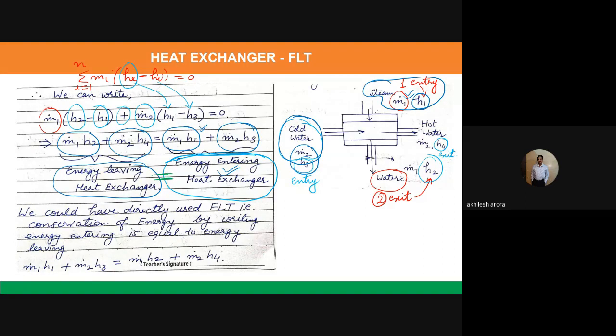Okay, so it is written in the next line, we could have directly used the first law of thermodynamics, that is the conservation of energy principle, by writing energy entering is equal to energy leaving. So once again I have written this same equation here with these two terms. First of all, because this is the energy entering, I have written it here, and that is equal to energy going out, which is written on the right hand side. Okay, so I could have written this equation directly also. Any questions?